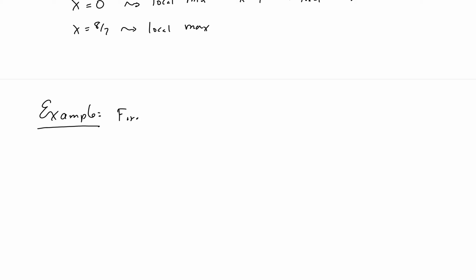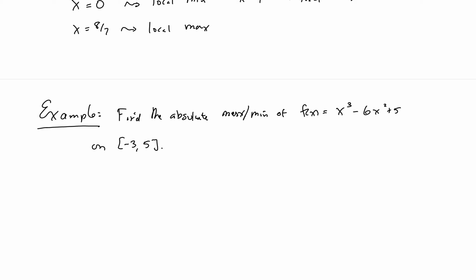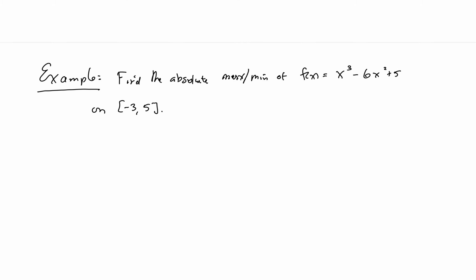So let's find the absolute maximum/minimum of, let's say, f of x is equal to x cubed minus 6x squared plus 5. And let's say we're looking at this on the closed interval minus 3 to 5. So we know if it's a closed interval, we always have an absolute maximum and an absolute minimum. If it's not a closed interval, we might have one, we might not. So our first step is to find the critical numbers.